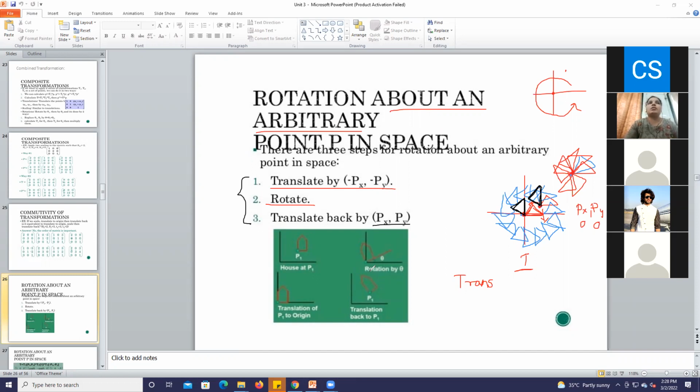Okay, getting it now, all of you? Yes, ma'am. Right, very good. Girls, okay. So these are the 3 steps carried out for rotation about an arbitrary point in 2D transformation.